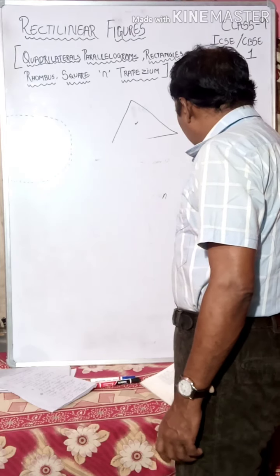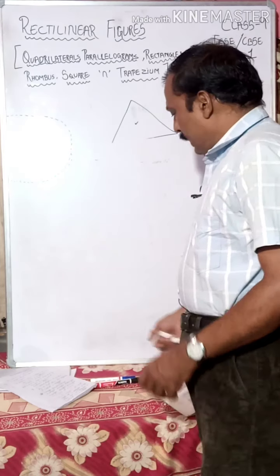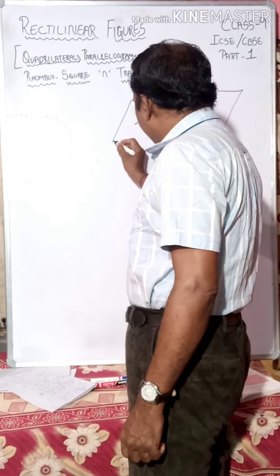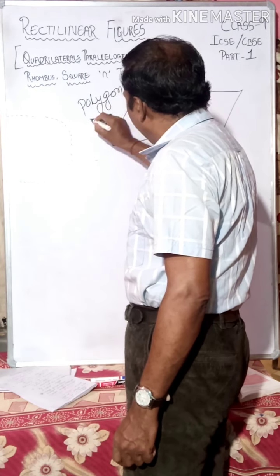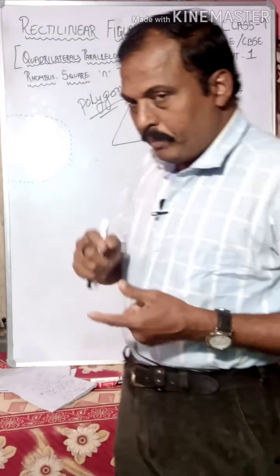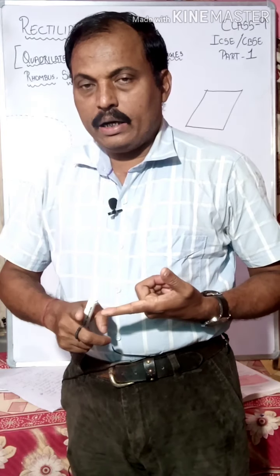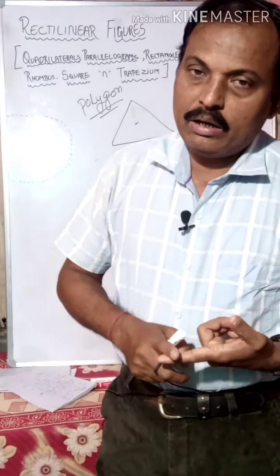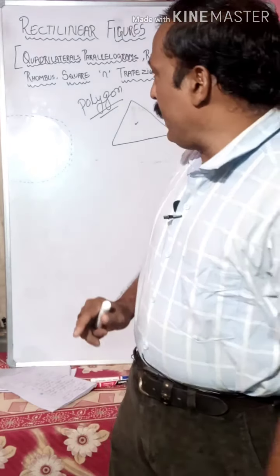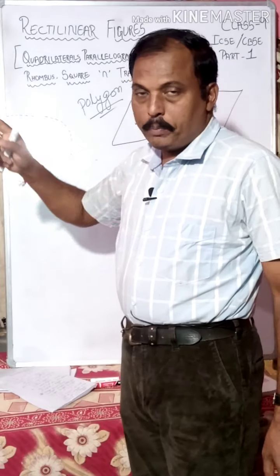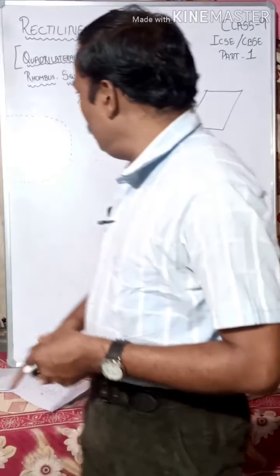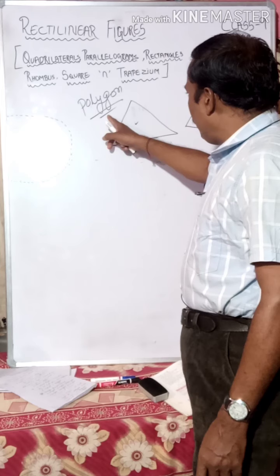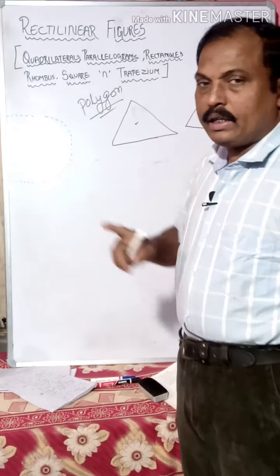Another name for these rectilinear figures is polygon. These rectilinear figures are called polygons, whether it is a triangle, quadrilateral, pentagon, hexagon, heptagon, octagon, nonagon or decagon, all are polygons. So a figure which is bounded by line segments is called a polygon. The minimum polygon, the smallest polygon, is bounded by three sides.